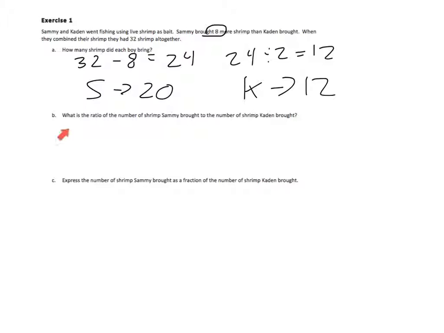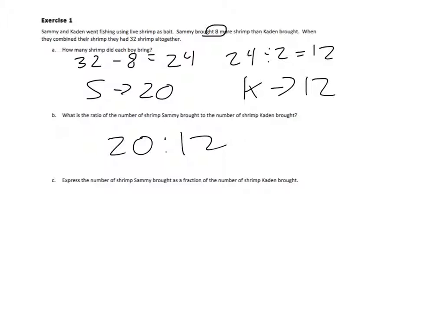So now we're going to add S. What is the ratio of the number of shrimp Sammy brought to the number that Caden brought? Well, Sammy has 20, Caden has 12, so let's put in the order that the problem asked for. So Sammy to Caden. So we're going to go 20 for Sammy to 12 for Caden.